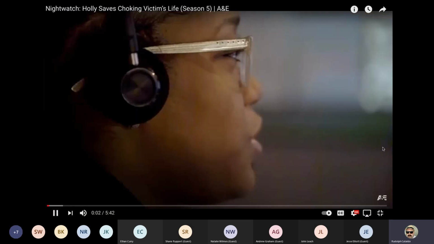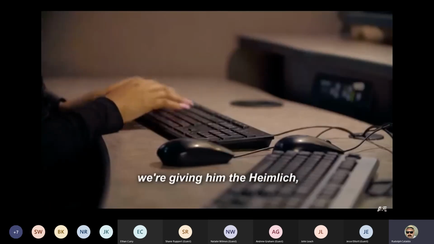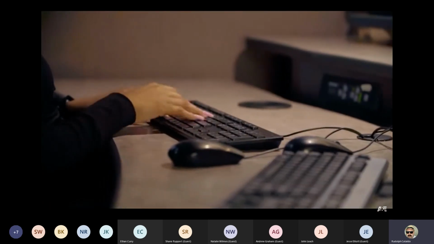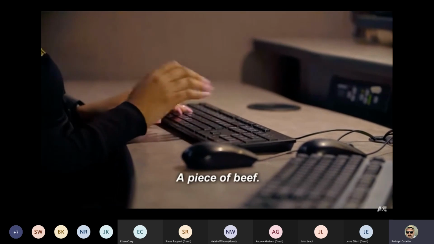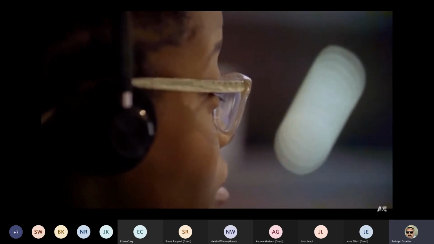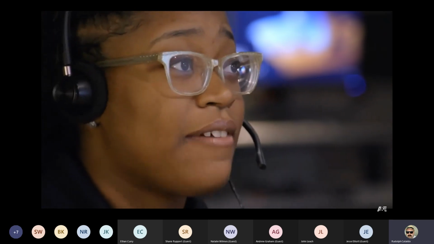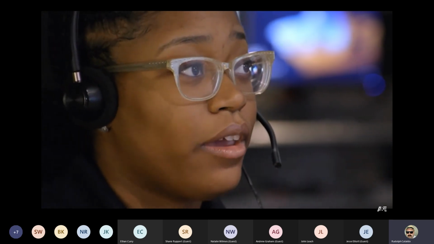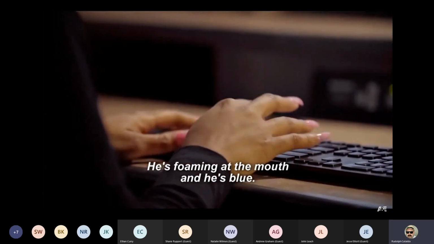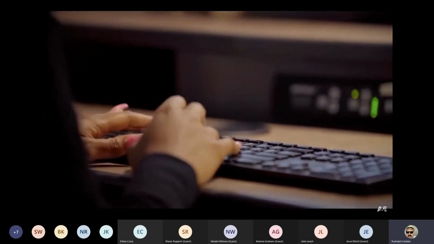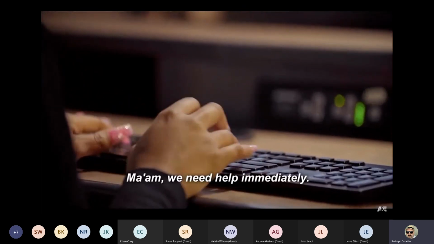What's your emergency? Someone's choking, we're giving them the Heimlich. We need one out here immediately. Okay, do we know what he's choking on? Tell me, is he able to breathe at all? No. He's losing consciousness. He's not able to sit up anymore. All right, I have fire and EMS en route to you, okay? He's turning blue. Can you turn him on his side? Yeah, we need help immediately.